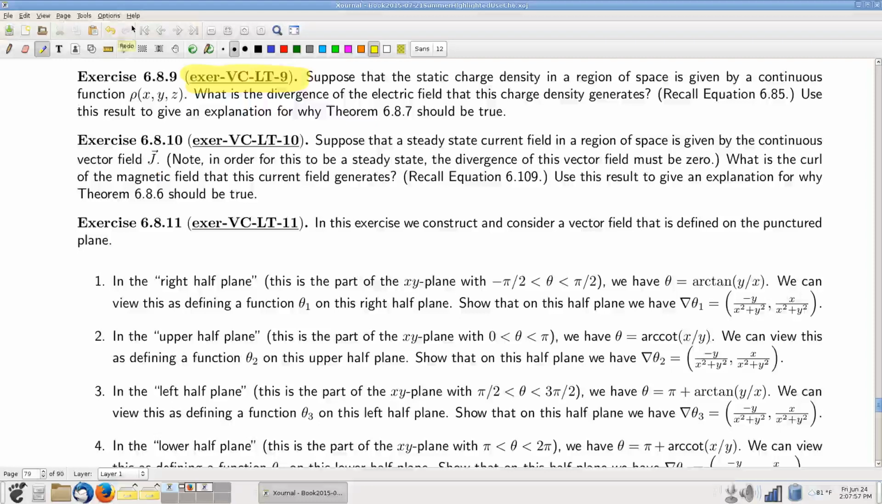Okay, yeah. So this is a tricky question, but there's a great idea inside of this question. Let me just summarize what the first part of the question says. We're given charge density that's given by some function. And the little warm-up question it asks us is, what's the divergence of the electric field? And they give us a flashback to equation 685. Well, let's remind ourselves what equation 685 is.